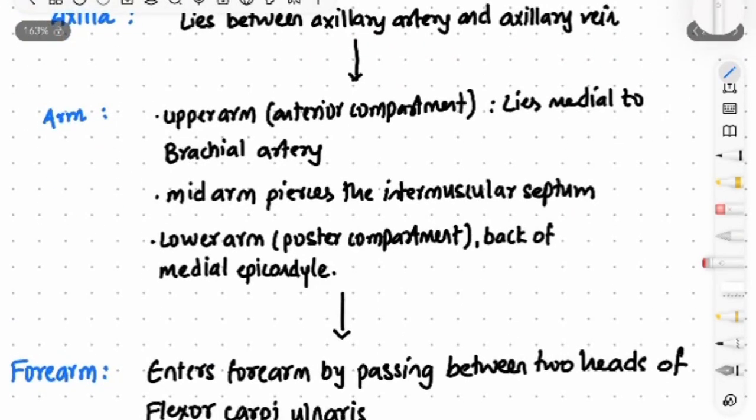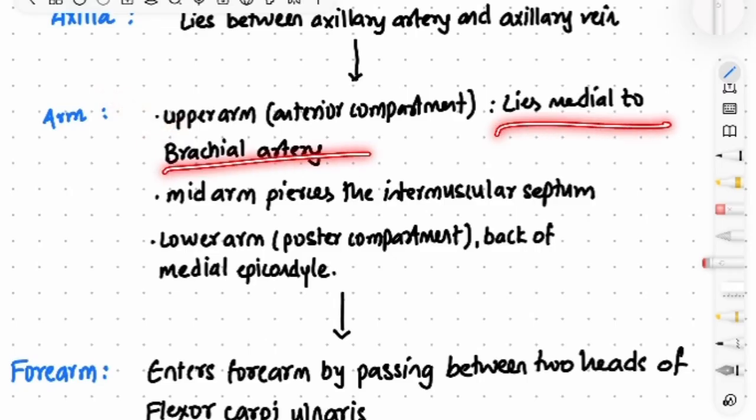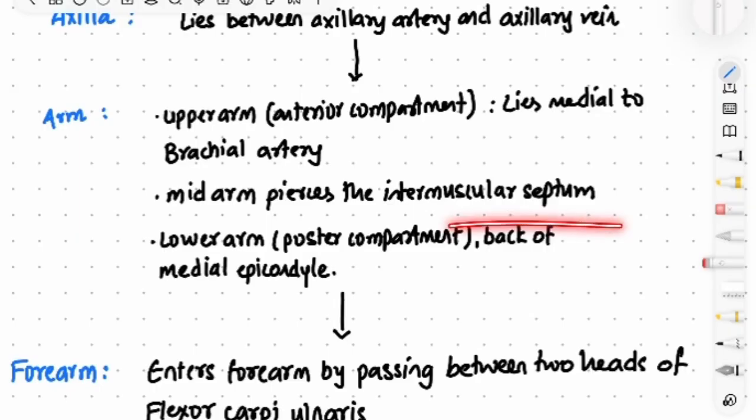And in the arm, the course of the ulnar nerve can be studied under three subheadings: the upper arm, the middle arm, as well as the lower arm. In the upper arm, that is the anterior compartment, the ulnar nerve lies medial to the brachial artery, whereas in the middle of the arm, it pierces the intermuscular septum and enters the posterior compartment. In the lower arm, that is in the posterior compartment, it lies at the back of the medial epicondyle.